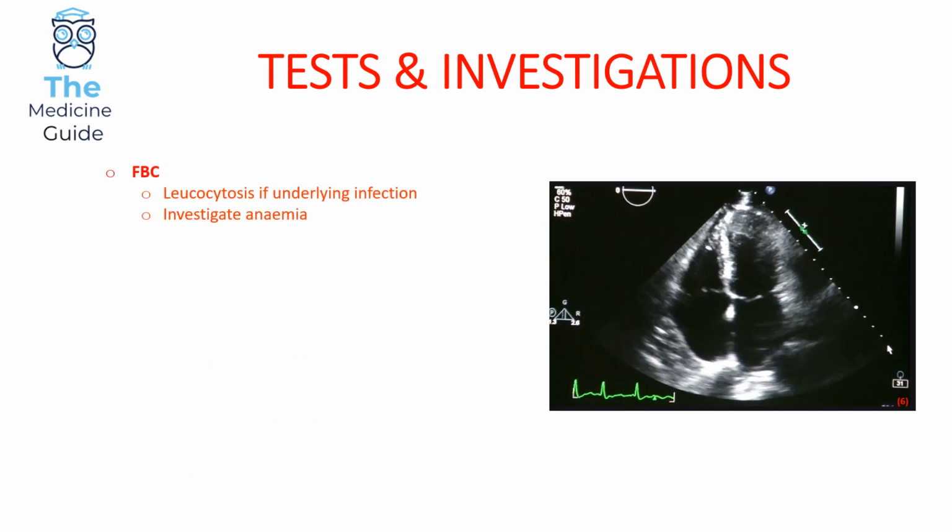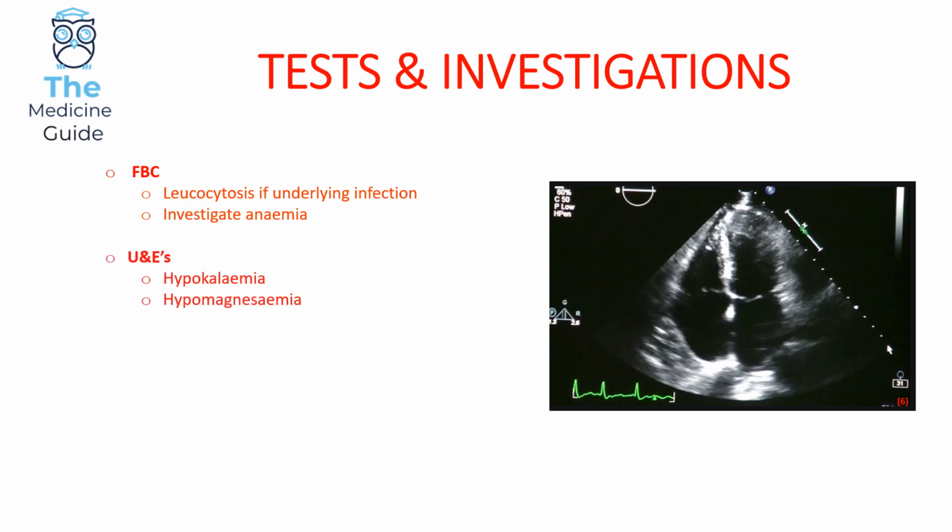Healthcare professionals can perform a full blood count, so that's when we are investigating for leukocytosis. Leukocytosis involves raised leukocytes because in this situation we might be considering if there's an underlying infection, because one of the causes of atrial fibrillation is sepsis. So in sepsis, the inflammatory markers, leukocyte count will be raised. Also, another reason for performing full blood count is to investigate anemia, because we mentioned beforehand that anemia can be a risk factor for atrial fibrillation.